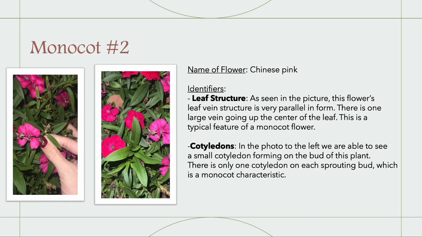And then for the picture on the left, we're going to be looking at the cotyledon. This is essentially a part of the germination process of the flower. It's basically a small premature flower bud that's about to sprout. For monocots, there's usually only one cotyledon that we see, and in this picture, you can see me trying to hold it up. There was only one cotyledon on this plant, so that's a typical monocot characteristic that I saw in this flower.